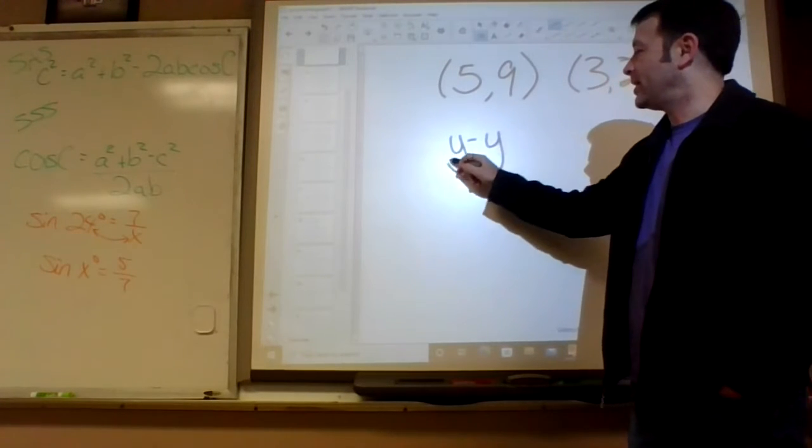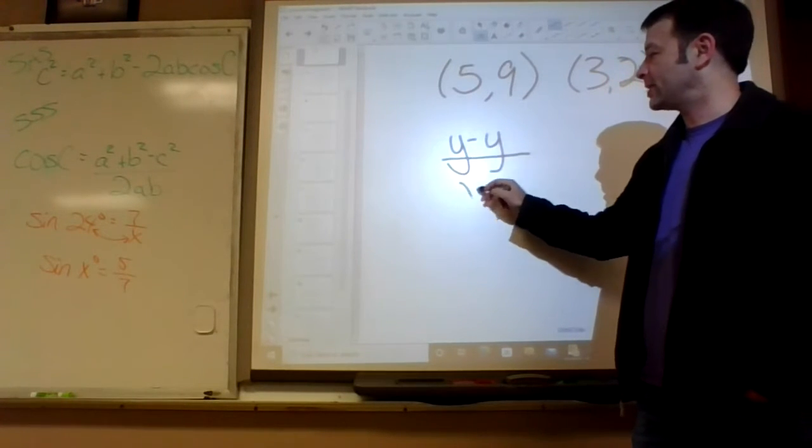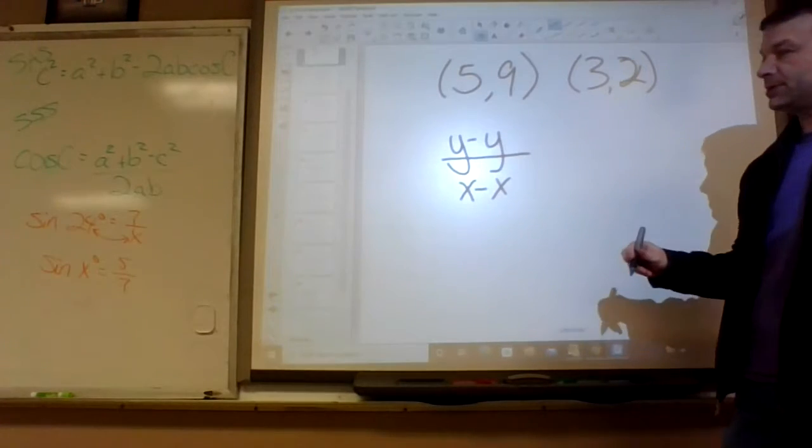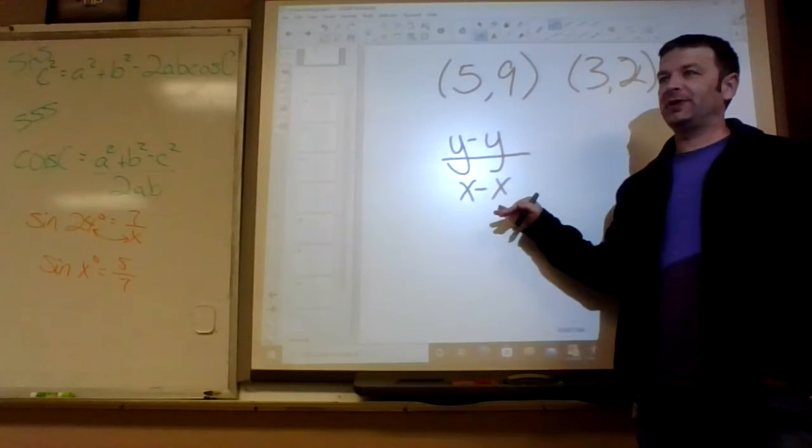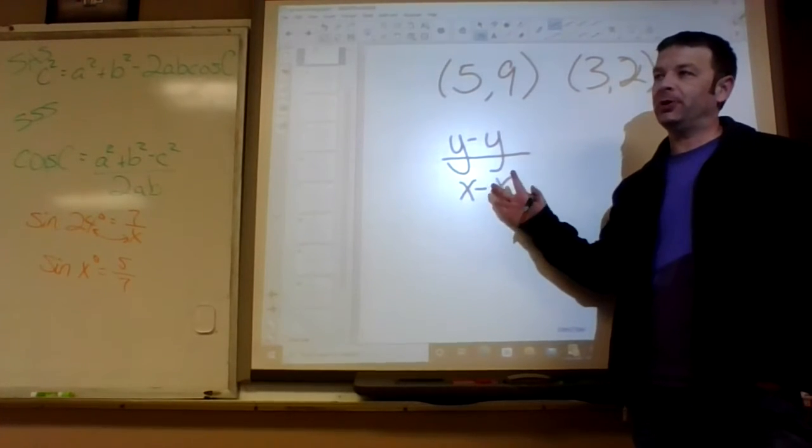That kind of tells you the rise, the change in the y values, and x minus x is the run, the change in the x values. That's the formula you need to have memorized for the test. I think it shows up on like 2 problems on the test.